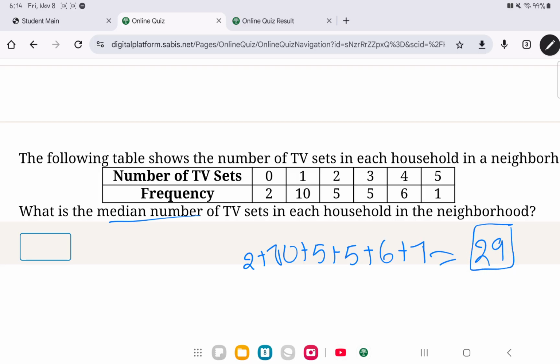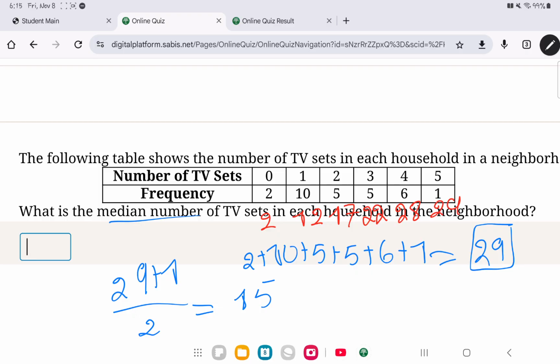This is the total number of frequencies, okay? Now we add 1 to 29, so it's 29 plus 1, which is 30, divided by 2, which gives us 15. Now we need to find the cumulative frequency, okay? Here it's going to be 2, 12, 17, 22, 28, and 29.